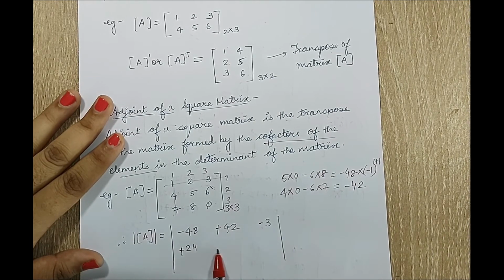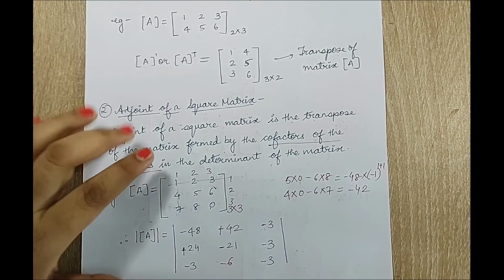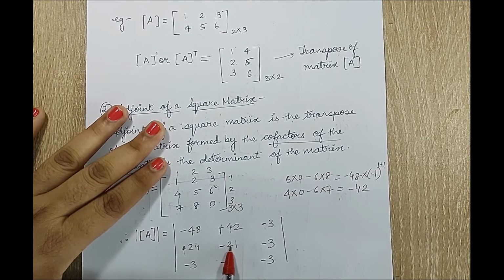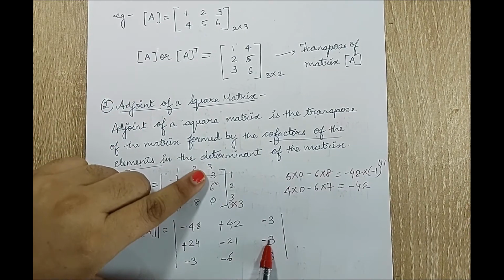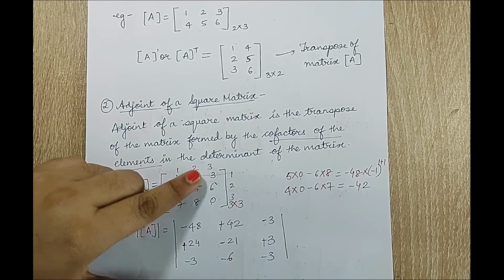Now likewise I'll calculate for all of them. So these are the values that I obtained. Now again I'll solve for this element. Here it is minus 1 raised to 4, so it is positive. Here it will be minus 1 raised to 5, so negative. So I'll just change the sign here.